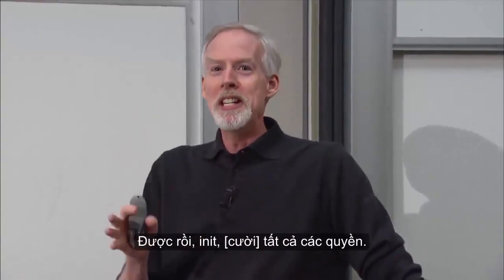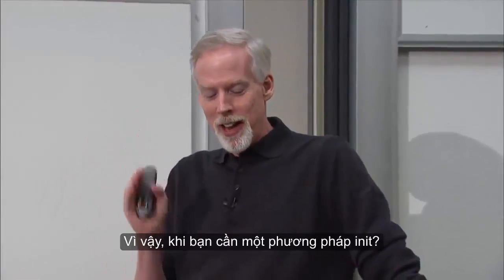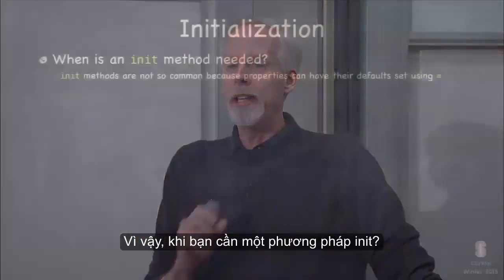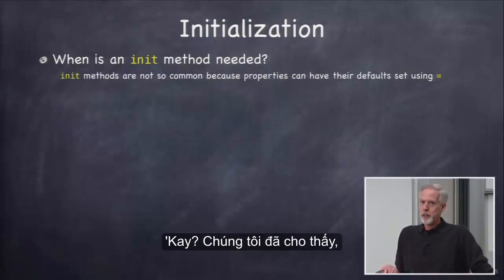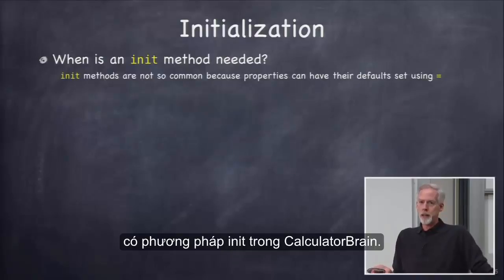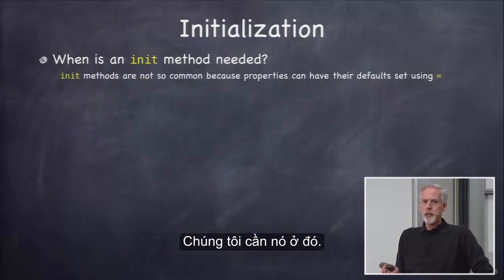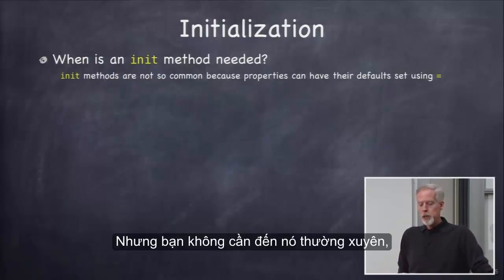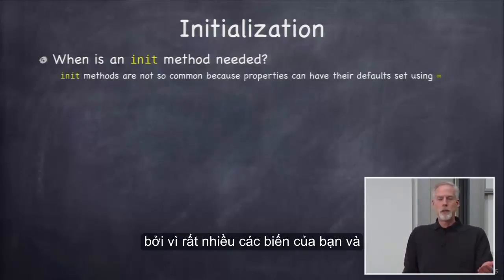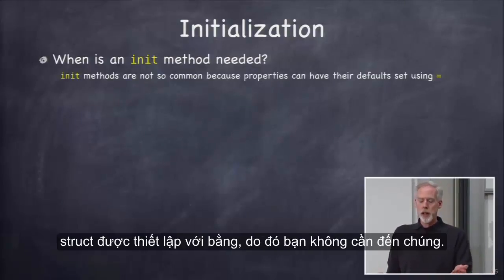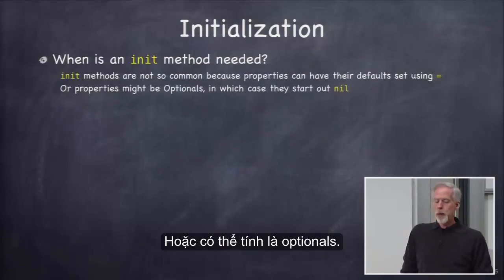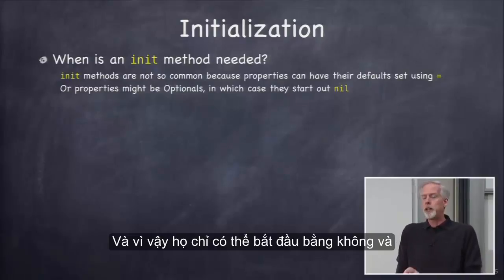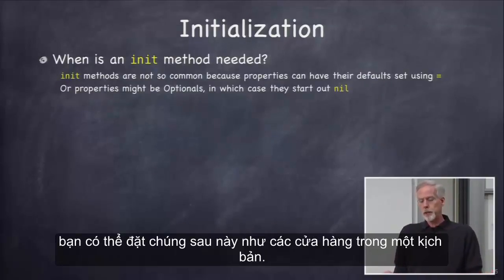Okay. Init. All right. So when do you need an init method? Well, you actually don't need an init method that often. We should have the init method in the calculator brain. Made sense there. We needed it there. But you don't need that often, because a lot of your variables and constants in your class or struct are set with equals. So you don't need them. Or maybe the properties are optionals, and so they can just start out nil, and you set them later, like the outlets in a storyboard.